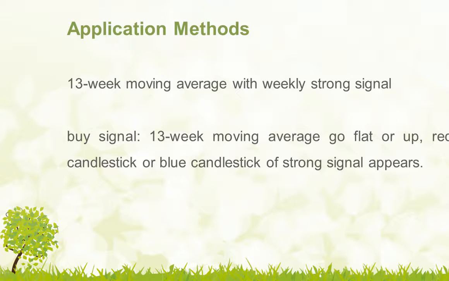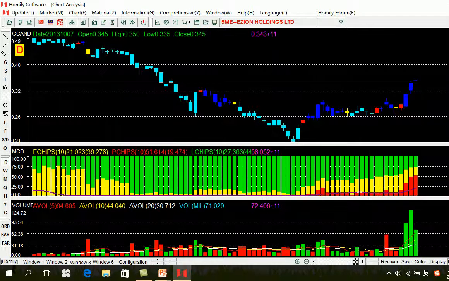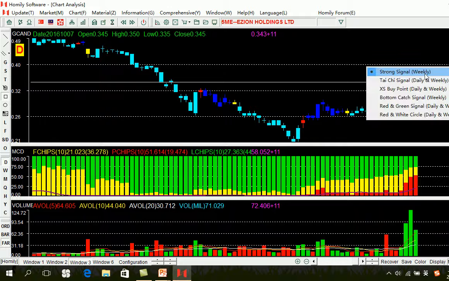Application methods. 13-week moving average with weekly strong signal. The buy signal, this is for the weekly chart because we can see the strong signal. They have some suggestion. So you'd better use strong signal for the weekly chart, okay, not for the daily chart. So this is for the weekly chart.